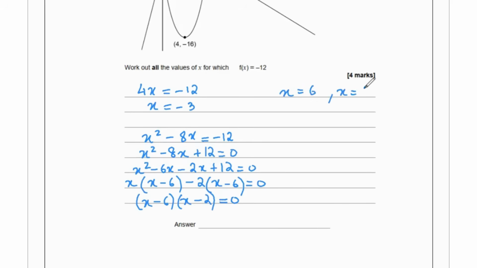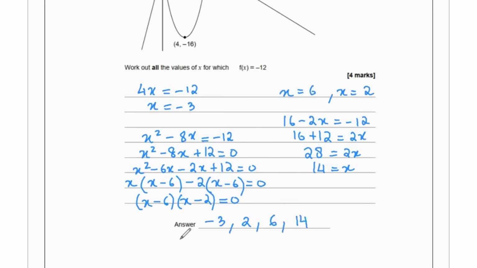So x minus 6 times x minus 2 equals 0, where one value of x is 6 and the other is 2. Then for the third equation, we put 16 minus 2x equals negative 12. 16 plus 12 equals 2x. 28 equals 2x. And 14 equals x. So for the possible values of x, we have negative 3, then we have 2, then we have 6, and then we have 14. All of these are the possible values of x.